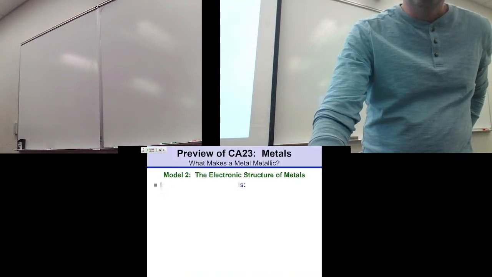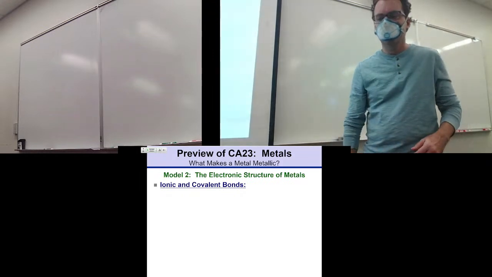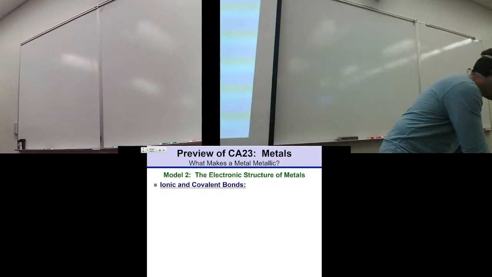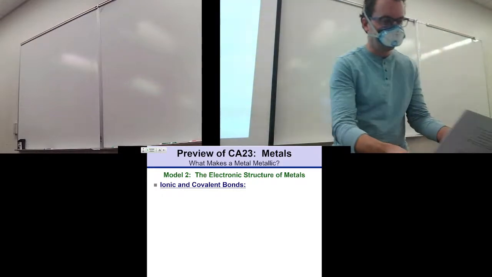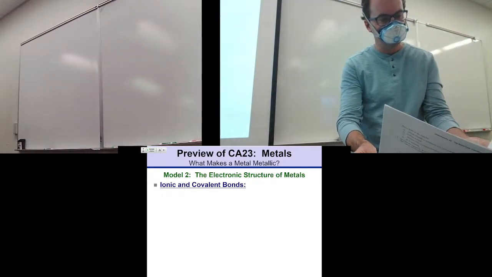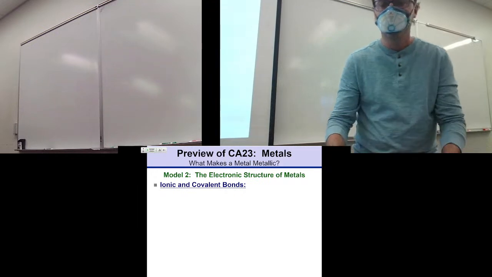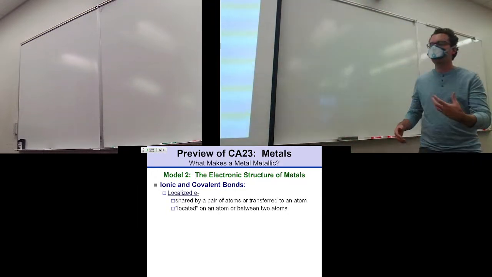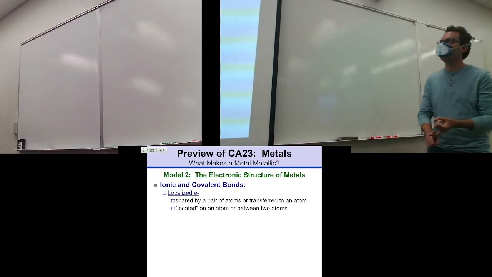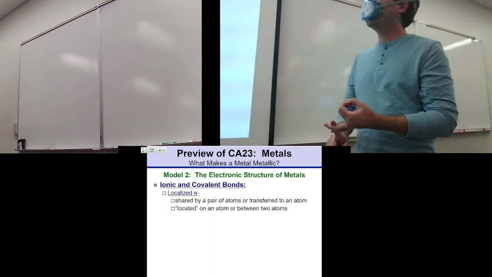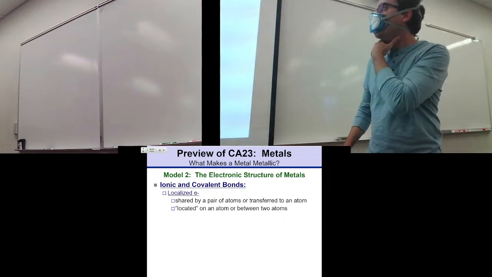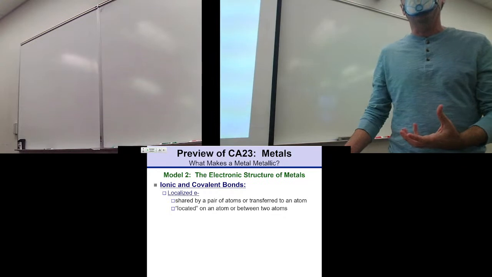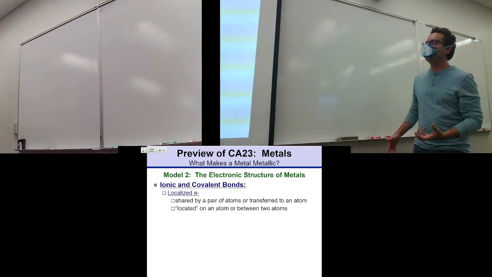So model 2 of this same thing. The first couple questions are a little bit too simple, but we're going to do all of it together. Model 2 switches from looking at metals versus nonmetals to looking at the difference between ionic and covalent bonding and metallic bonding. Okay, so first let's look at ionic and covalent bonds.